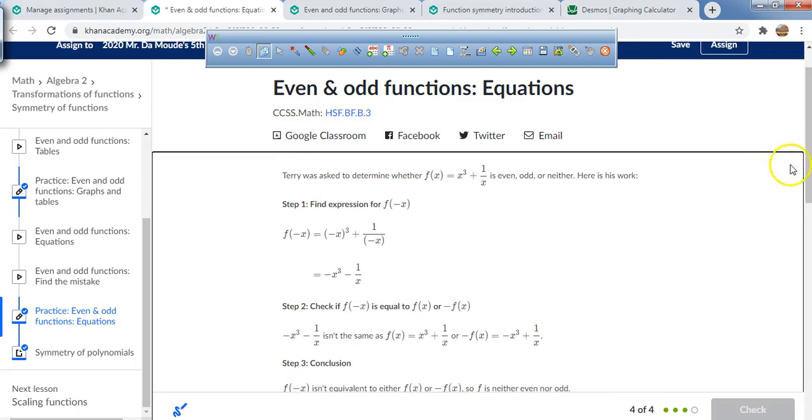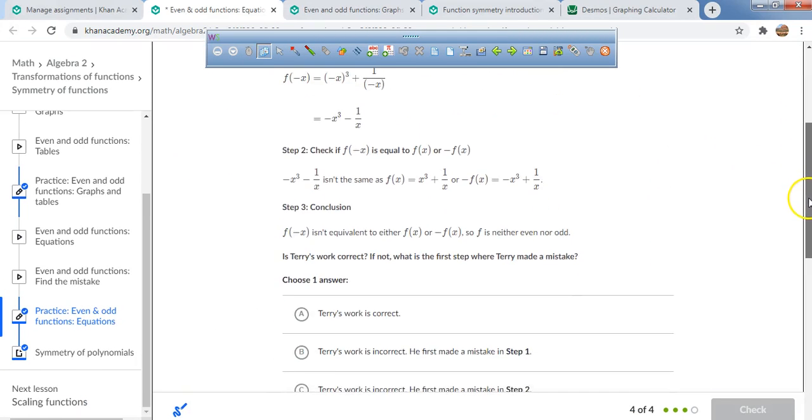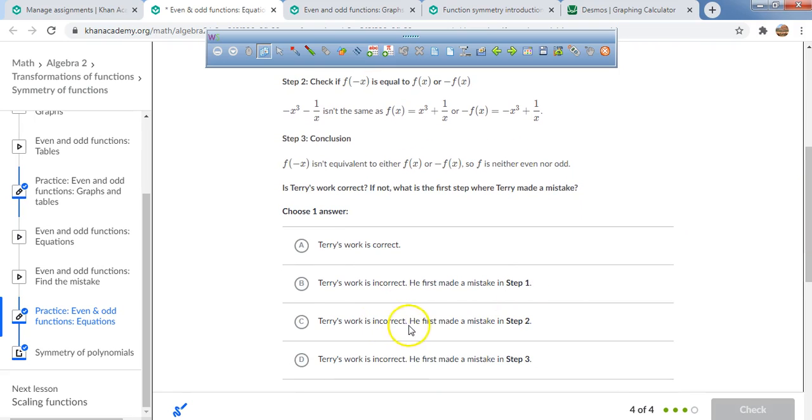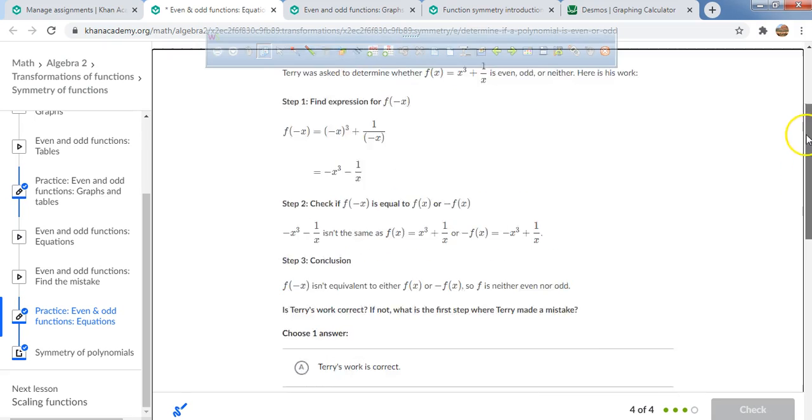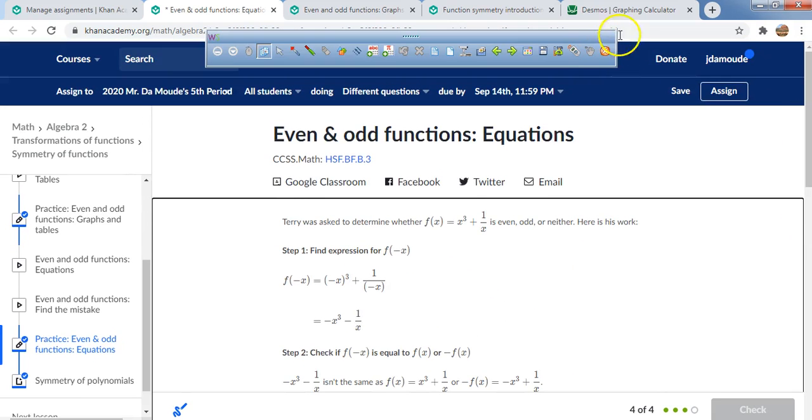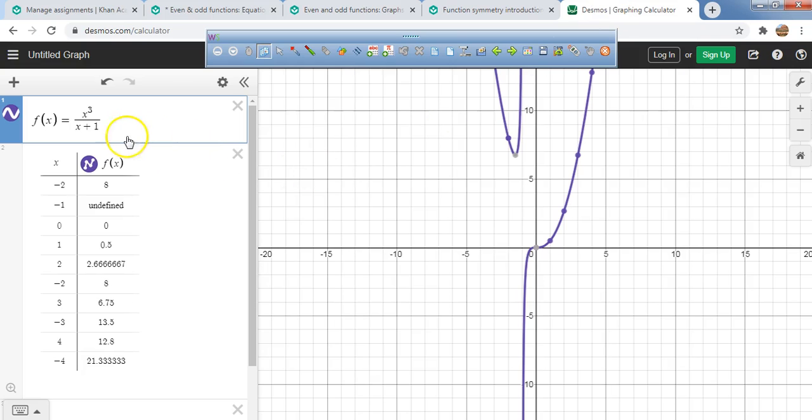That's where he messed up, in step number 2. So Terry's work is incorrect. He first made a mistake in step 2. Before I select that, I want to show you guys that this is an odd function in Desmos. Okay, so let's go ahead.